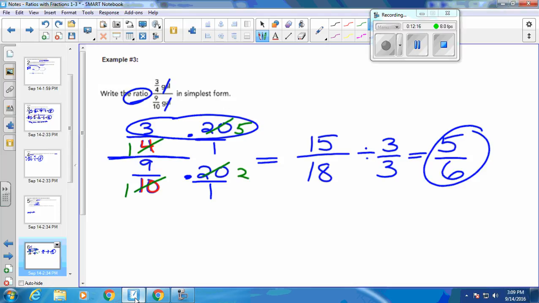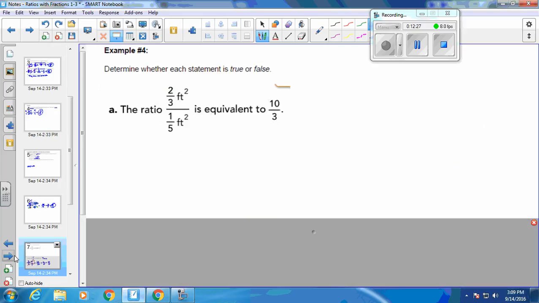We'll try that again together, just to make sure that we're on the right path. If at any time you need to pause the video or rewind to capture anything, go back and check it again. That's fine. So they're asking us to determine whether each statement is true or false. For A, they have feet squared and feet squared. So I'm going to right off the bat cancel those out. Again, it says ratio, so you have to have no units in your final answer.